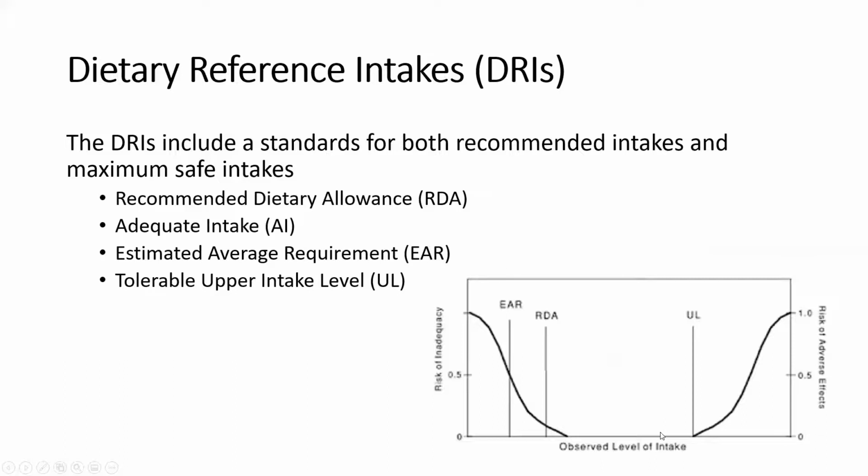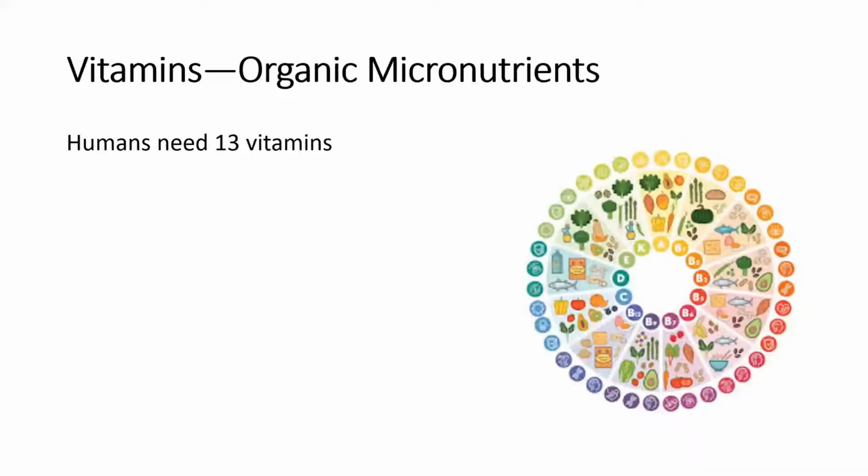The body does not work on more is better, less is better. It works on optimum is optimum. Just like training, optimal training is optimal. Too little training, bad result. Too much training, bad result. You can't just add more and think it's going to be better. It's perfect is perfect, optimal is optimal. So let's go into those vitamins and minerals.